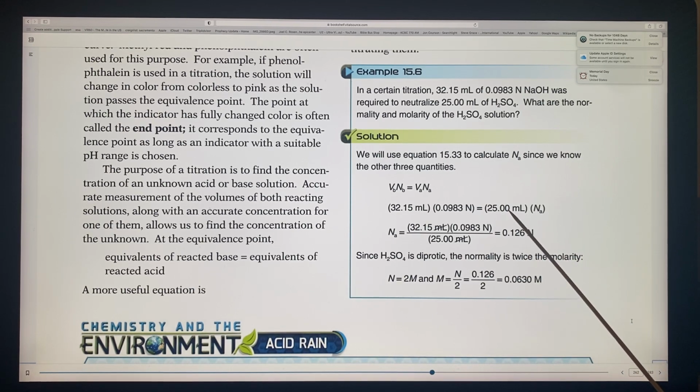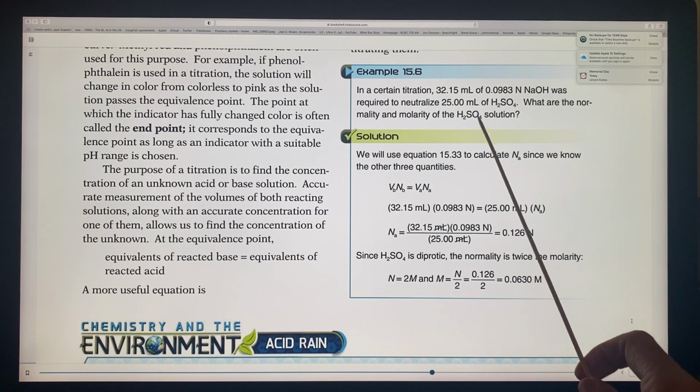So basically you can divide this by 25 milliliters here, cross out the milliliters. So we're not working with the milliliters anymore. We don't have to deal with that. And then you multiply this on your calculator, divide it by 25, and this is what you get. Since sulfuric acid is diprotic, remember, we're going to have to take this number and divide it. Again, the normality is twice the molarity, so N equals 2M. This is because it has 2 hydrogens. Remember, we have to divide it out. So we take this number and divide it by 2, and then we'll get it.